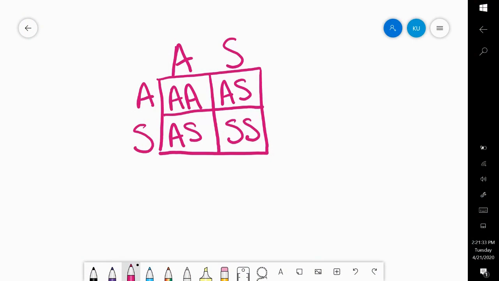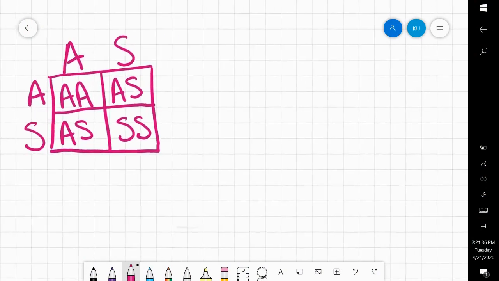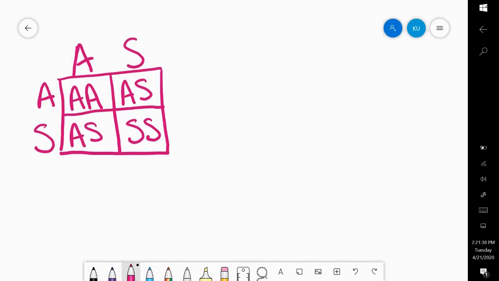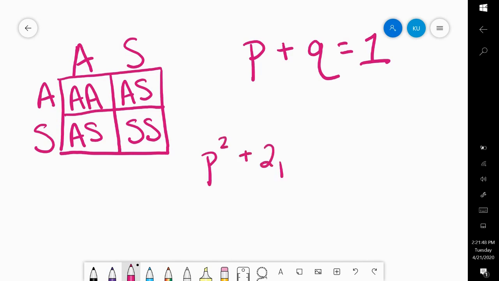And let me talk about the Hardy-Weinberg equilibrium with you really quick. First, there's two equations that they give you. P plus Q equals 1. And then P squared plus 2 times P times Q plus Q squared equals 1.